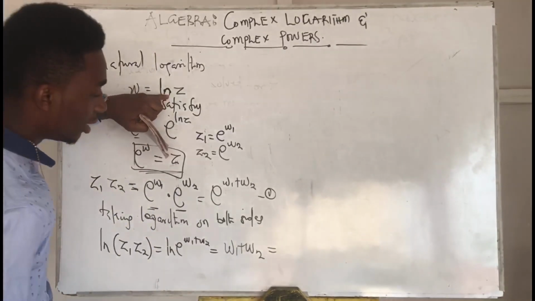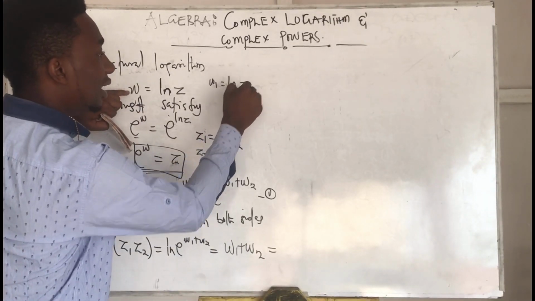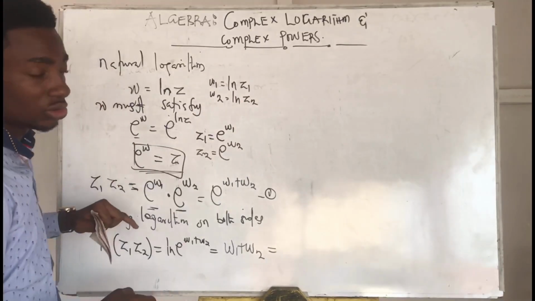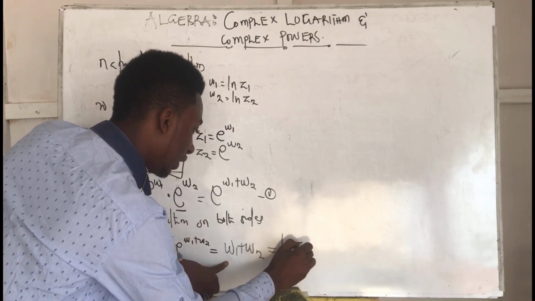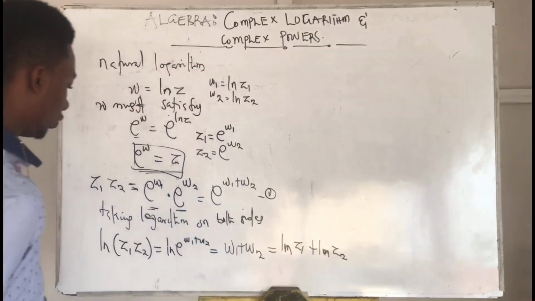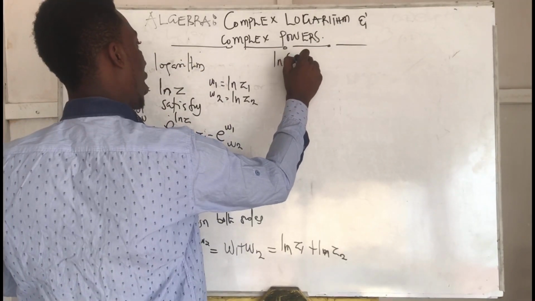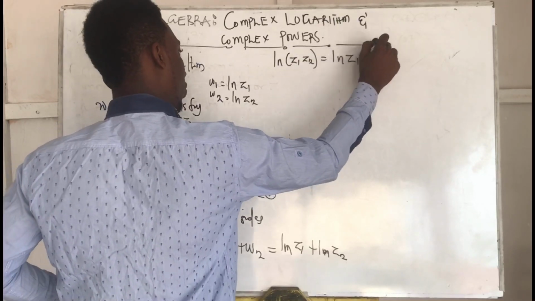And what is W here? It is ln Z. So that means W1 is the same as ln Z1, and W2 is the same as ln Z2. So W1 plus W2 is the same as ln Z1 plus ln Z2. So anytime you have ln of Z1 times Z2, it is the same as ln Z1 plus the ln of Z2.